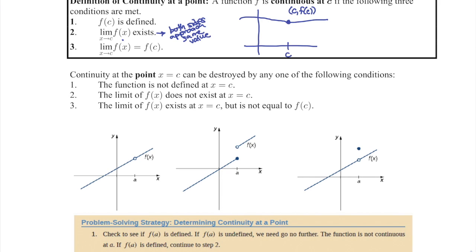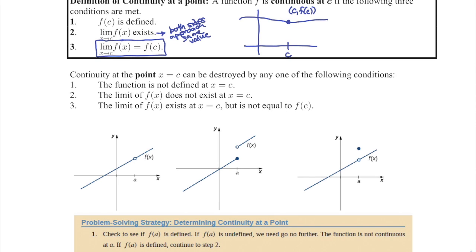Notice this last requirement implies the first 2, because if the function value is undefined or the limit doesn't exist, then this third requirement would fall apart because there's no way for them to be equal to each other if one of them is undefined or doesn't exist. So really, that last one is the main one to think about because it captures all 3 together.